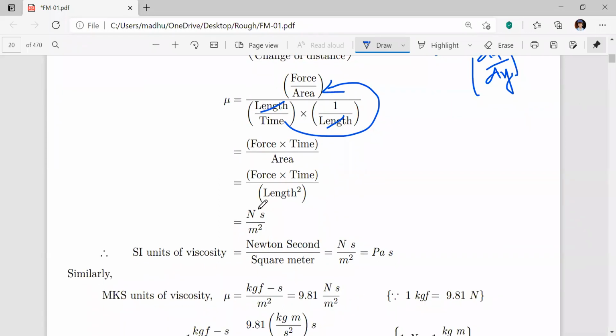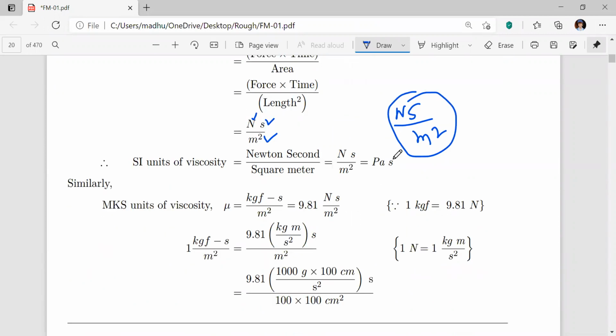So force is nothing but a Newton, time is nothing but second, and length square is nothing but meter square. Therefore Newton second per meter square is the unit of the dynamic viscosity. So it is also called Pascal second. We know that Newton per meter square is what? Pascal. Okay, so it is also expressed in Pascal second. Newton second per meter square is also nothing but Pascal second.